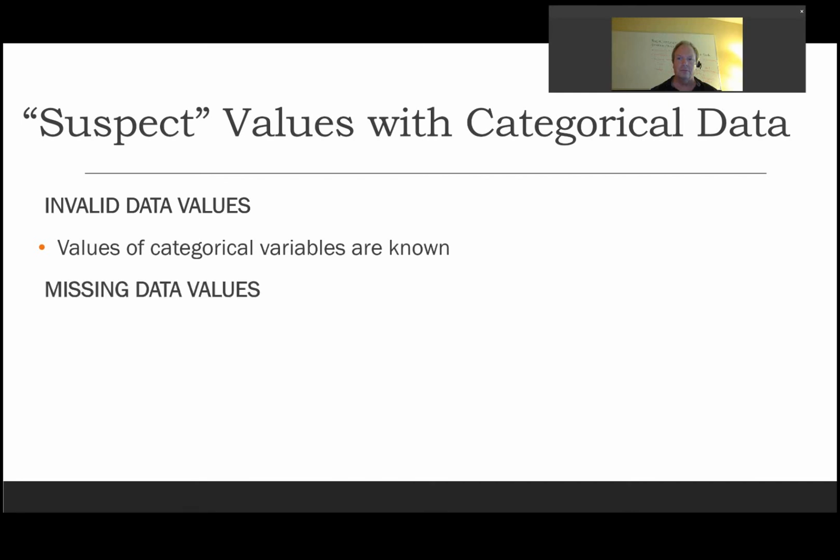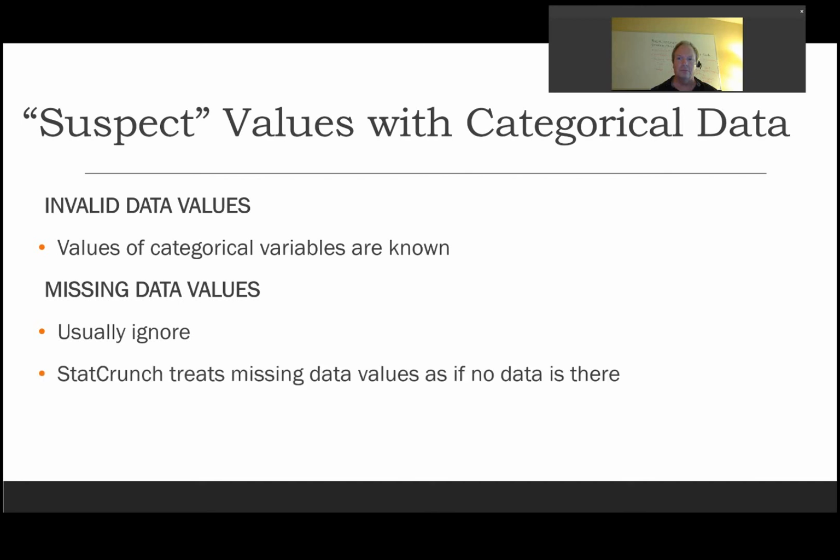Missing data values are another issue. The book goes into a long discussion of missing data values, and I'm going to disagree with some of what they say, and I'm not going to get into the details that they do. Usually in a lot of programs, missing data is simply ignored. So both in Excel and StatCrunch, if you have a cell that is empty, both programs just act like there's no data there. So we don't have to worry about it.